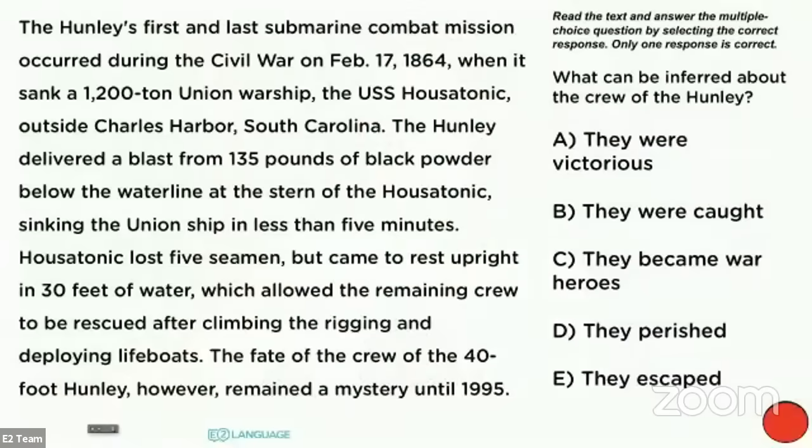Okay, before I give you the answer, I want you to justify your answer to me. Type into the chat, into the comments, why you chose A or B or C. Where in the text can you take that from? What is the information in the text that gives you that answer? Give me a reason why you chose A, B, C, D, or E. What's the reason that they were victorious, for example? Where does it say in the text that they were caught, or that they became war heroes, or that they perished, or that they escaped?